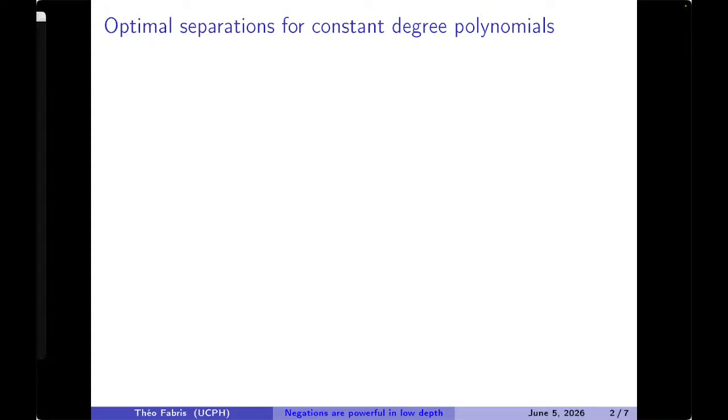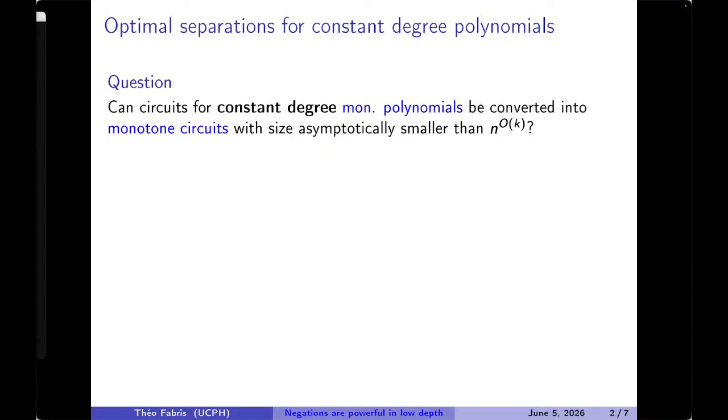Good. And about the optimal separations that I mentioned before, we could ask this natural question. We have a general circuit computing a polynomial of constant degree. Can we convert that circuit into a monotone circuit with size better than the trivial bound, which would be just to expand the polynomial and put all the monomials in, constructing depth 2 circuits of the same size? And this was the question asked in the survey.